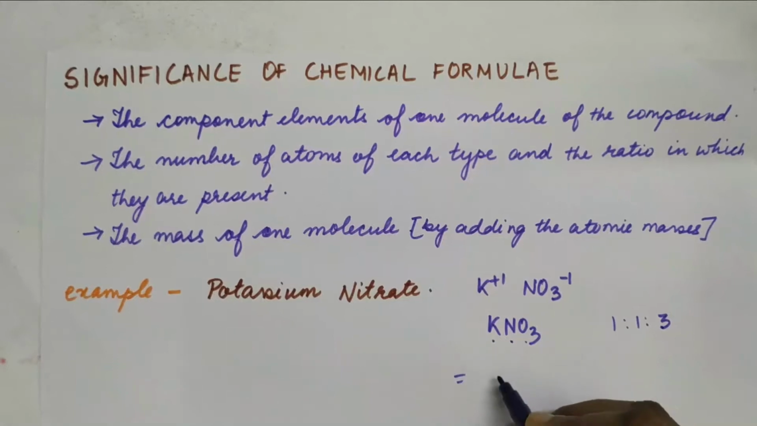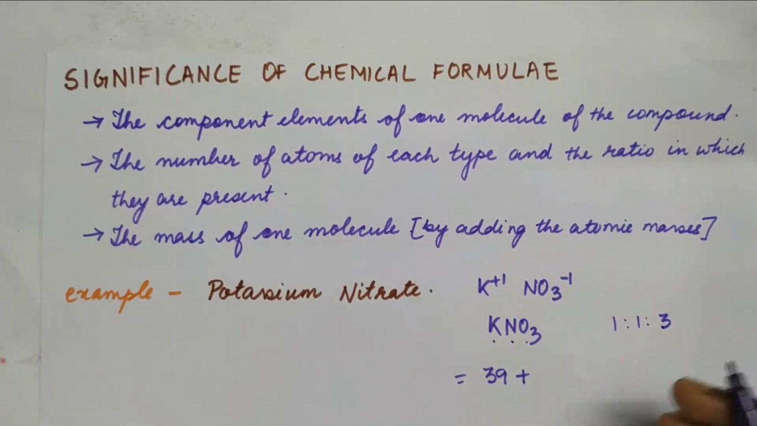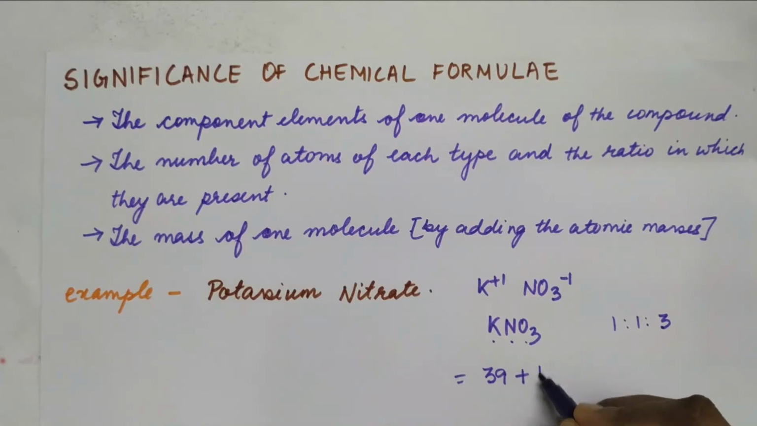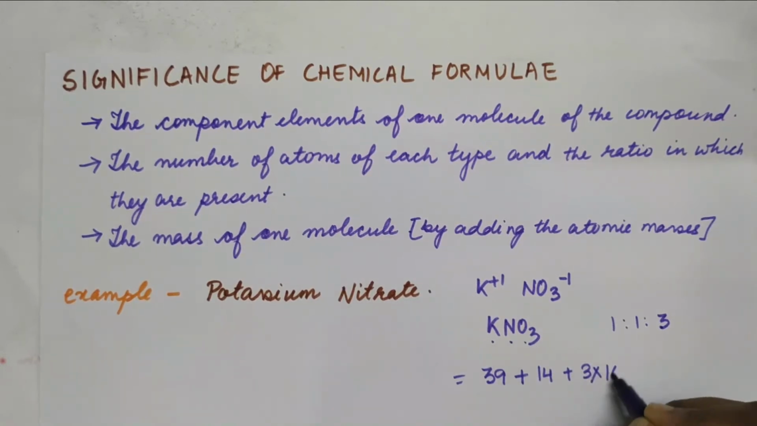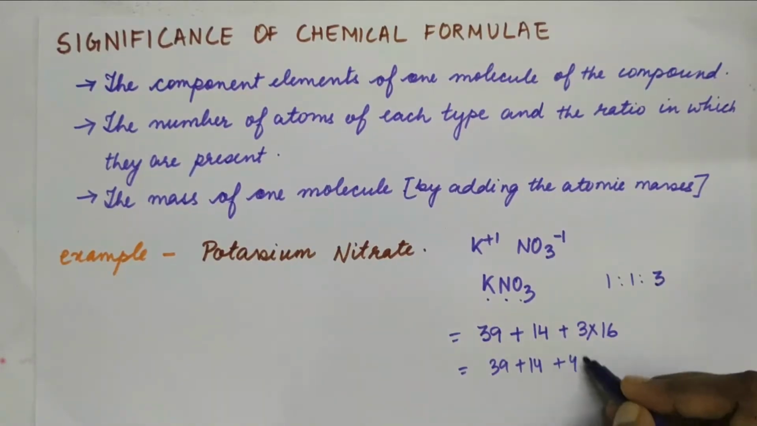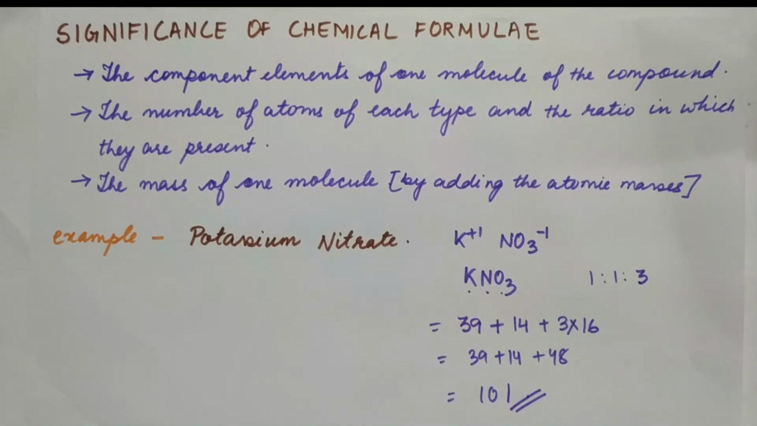The mass of potassium is 39. This you get in the periodic table. The mass of nitrogen is 14. The mass of oxygen is, because it is 3, we have to multiply 3 into 16. So after solving we get the value 101. So that is the mass of one molecule of potassium nitrate.